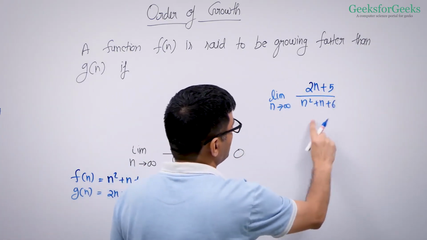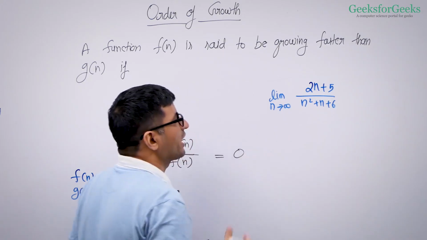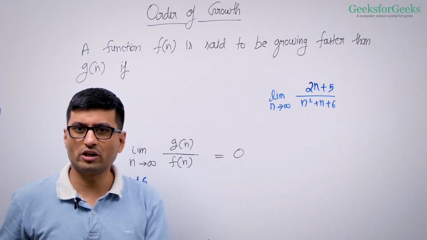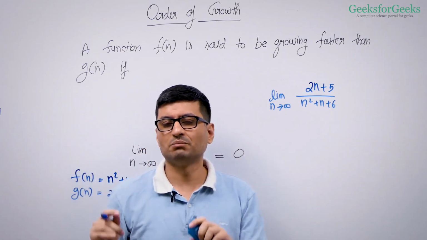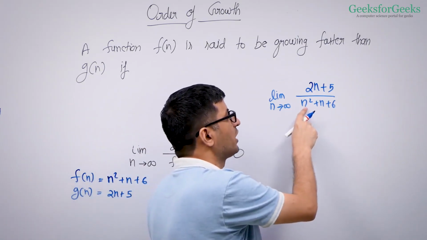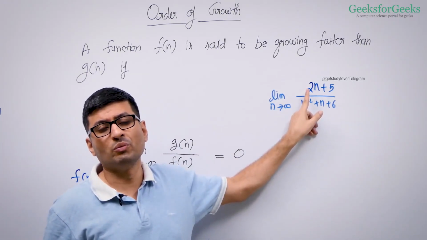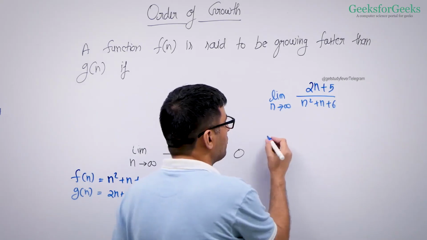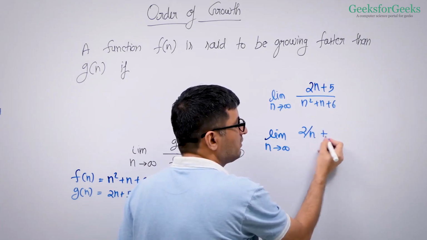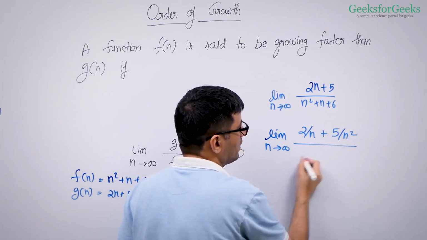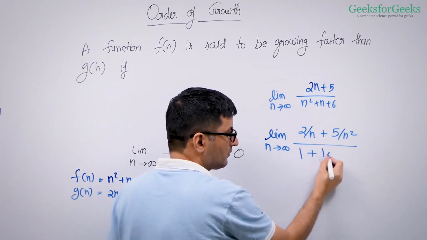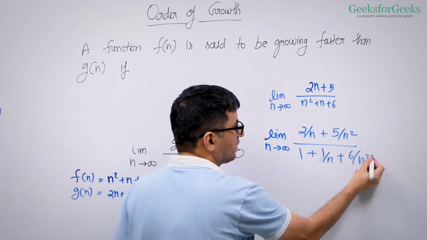So let's talk about this expression's value. The simple idea to compare the order of growth of two functions and get the value of this: take the highest order term and divide both numerator and denominator by it. The highest growing term is n square. So we divide both numerator and denominator by n square, and what do we get? 2 divided by n plus 5 divided by n square, divided by 1 plus 1 by n plus 6 by n square.